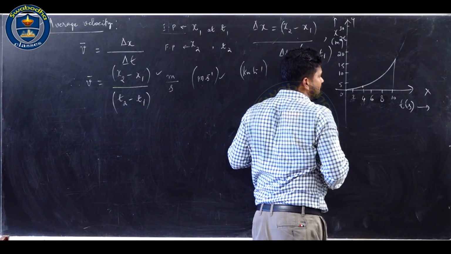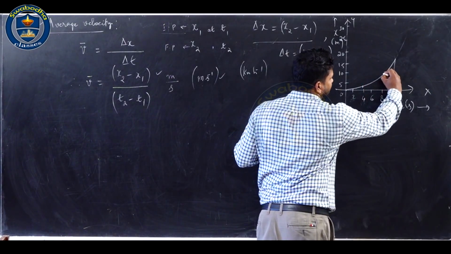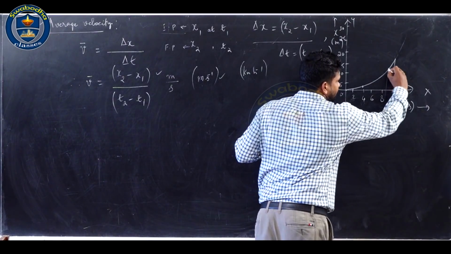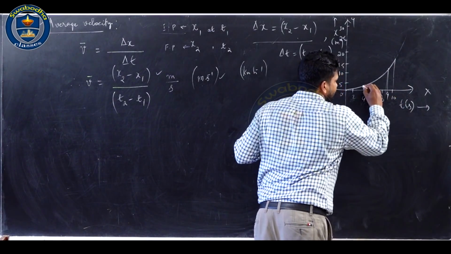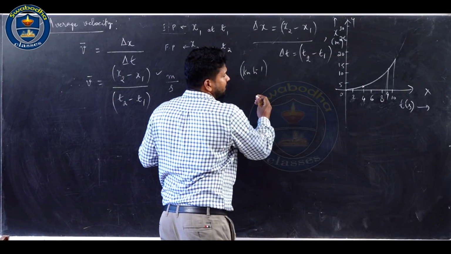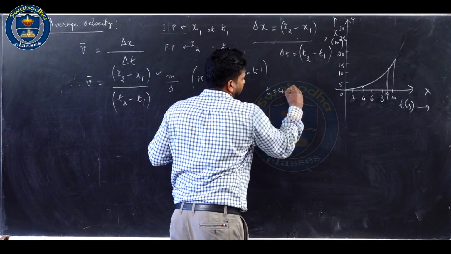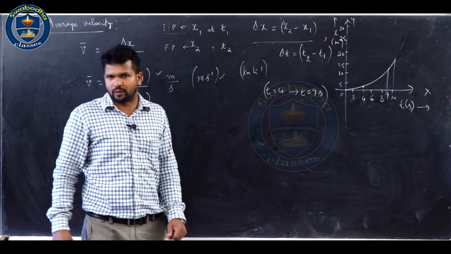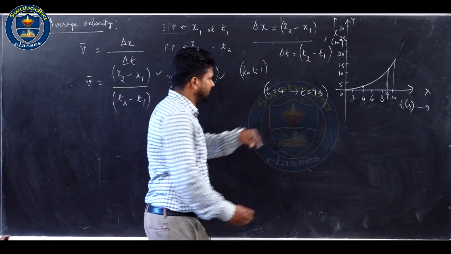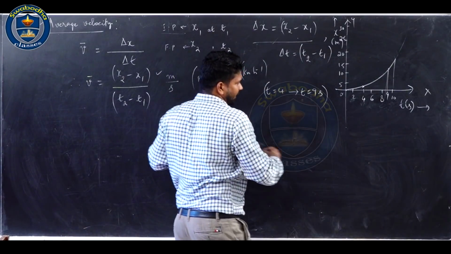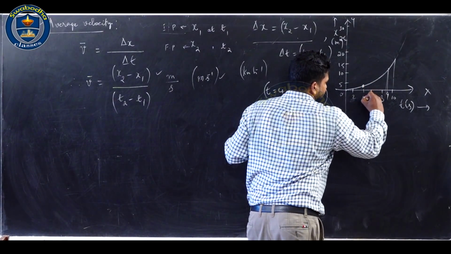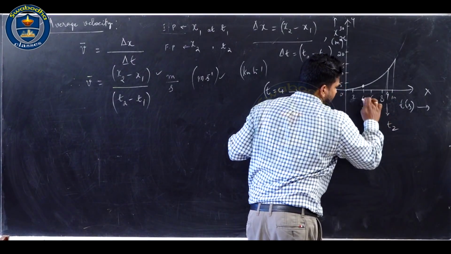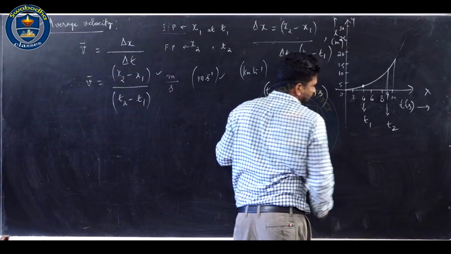Now if you want the average velocity between t equal to 4 second to t equal to 9 second, if you want the average velocity between this interval, that is 4 second to 9 second, no doubt this is t1, this is t2, correct? t1 is 4, t2 is 9.